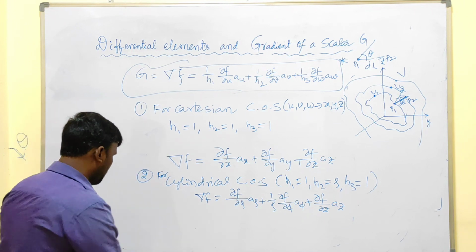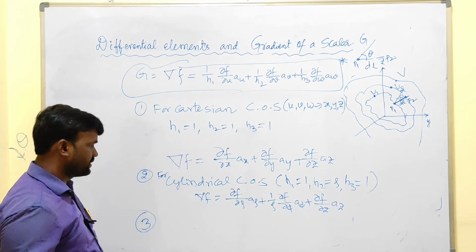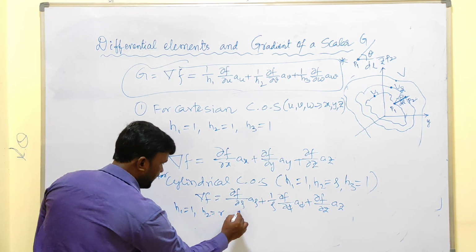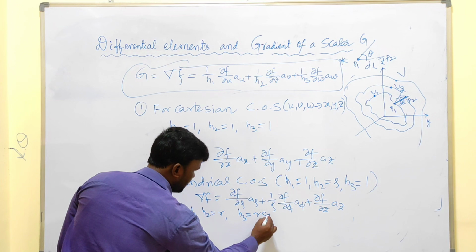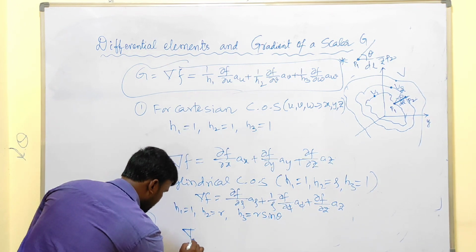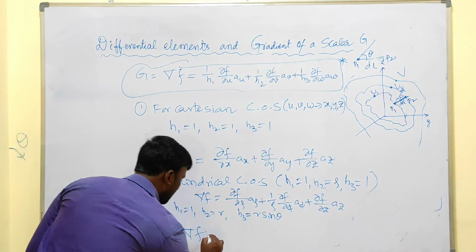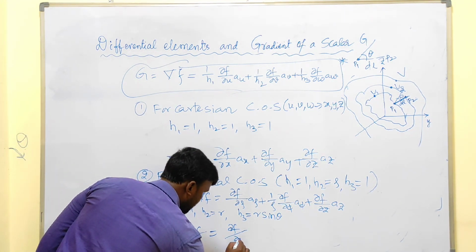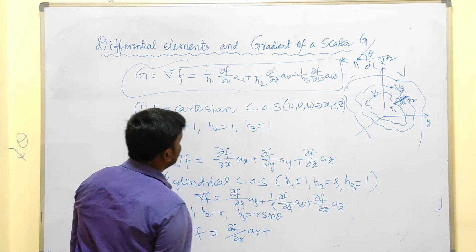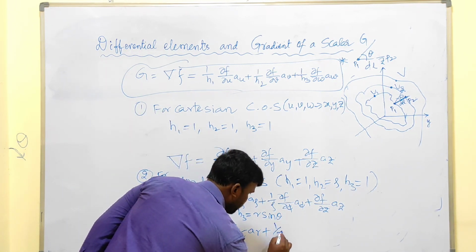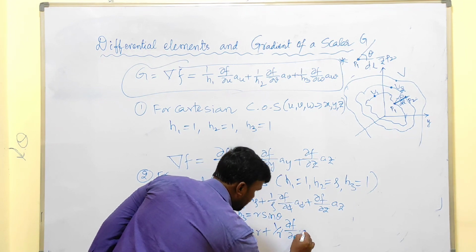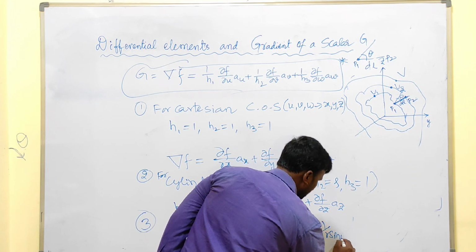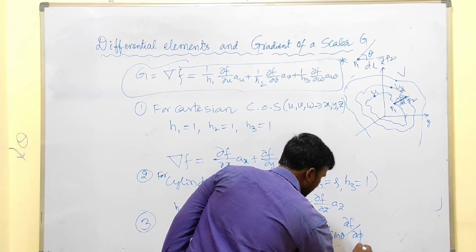For this space problem I am writing the third one, the spherical coordinate system. For the spherical coordinate system, h1 is 1, h2 is r and h3 is r sin theta. Here I am directly writing the gradient formula in spherical. Del f equals 1 by h1, that is 1, dou f by dou r, ar. The second one, 1 by h2, means 1 by r dou f by dou theta, a theta. And the last one is 1 by h3, that is 1 by r sin theta dou f by dou phi, a phi.